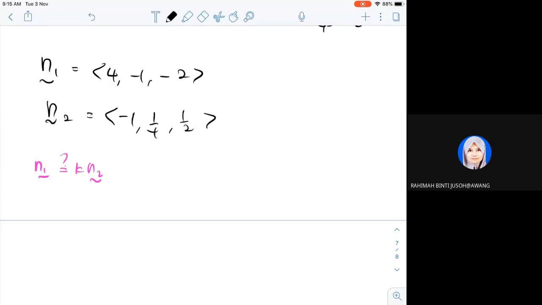It's good, very good. So, dalam kes ni, kita ada N1 equals to negative 4 N2, right? Yes. So yes, parallel.